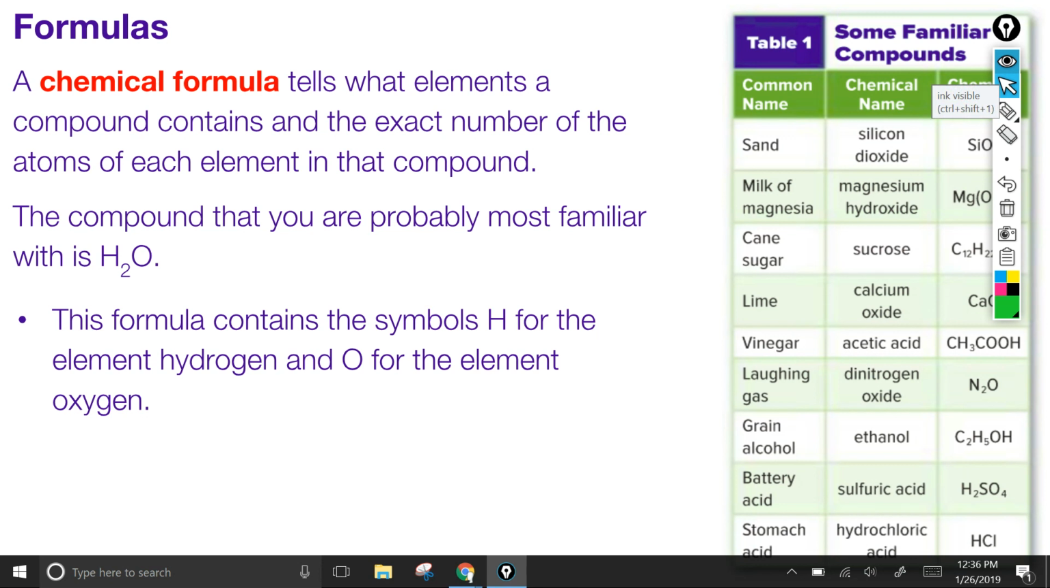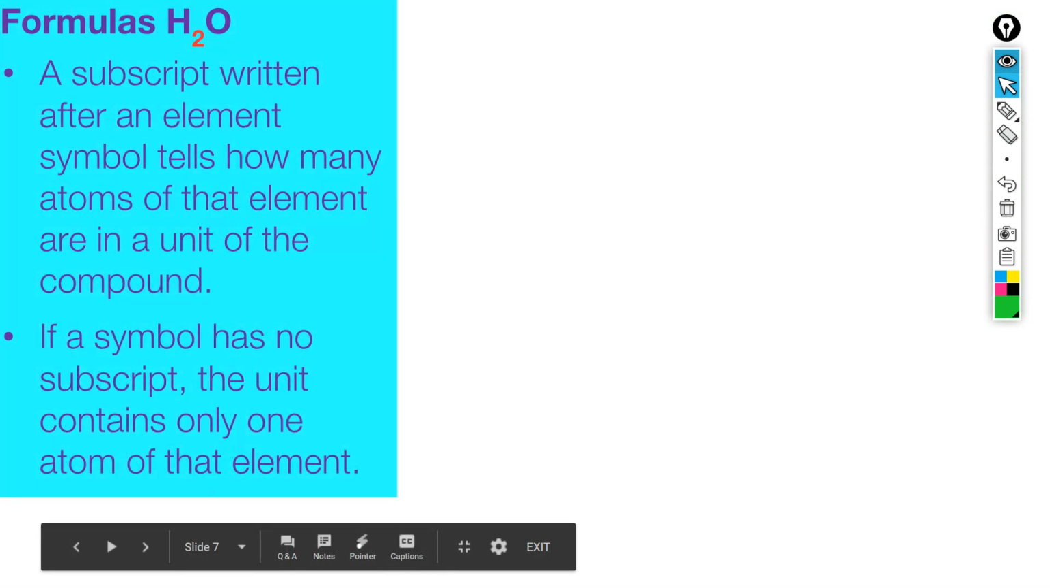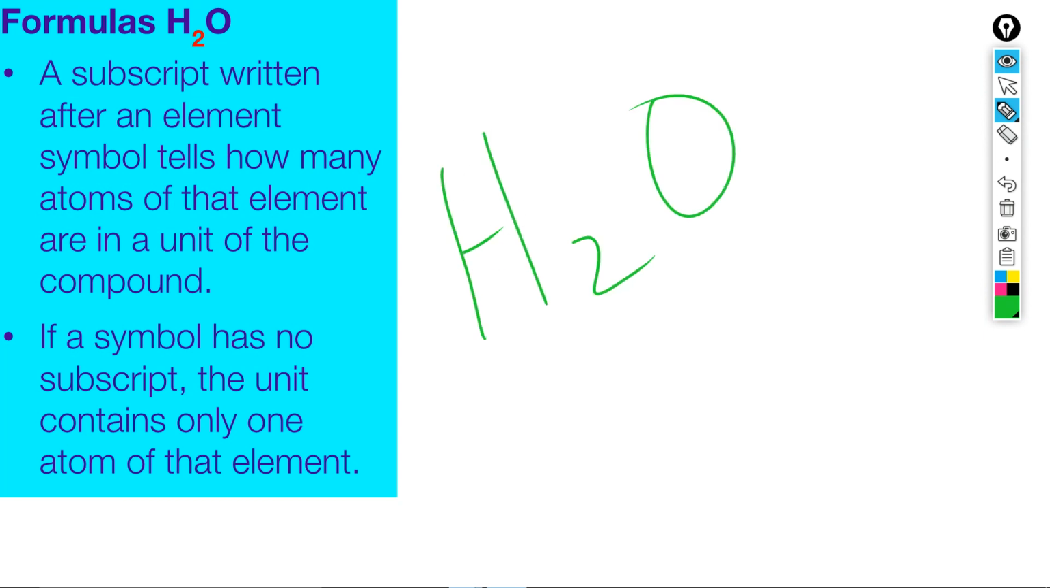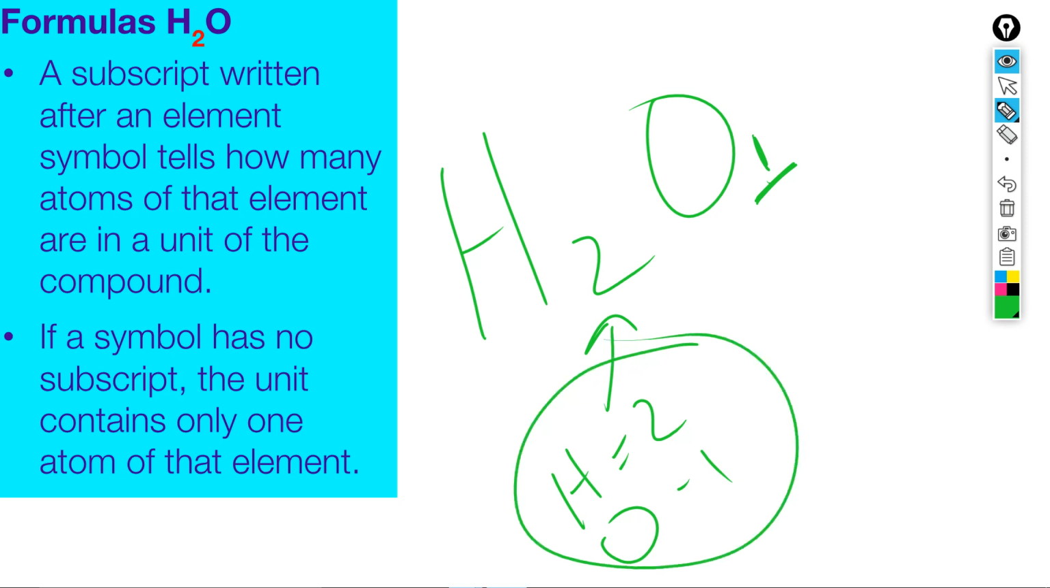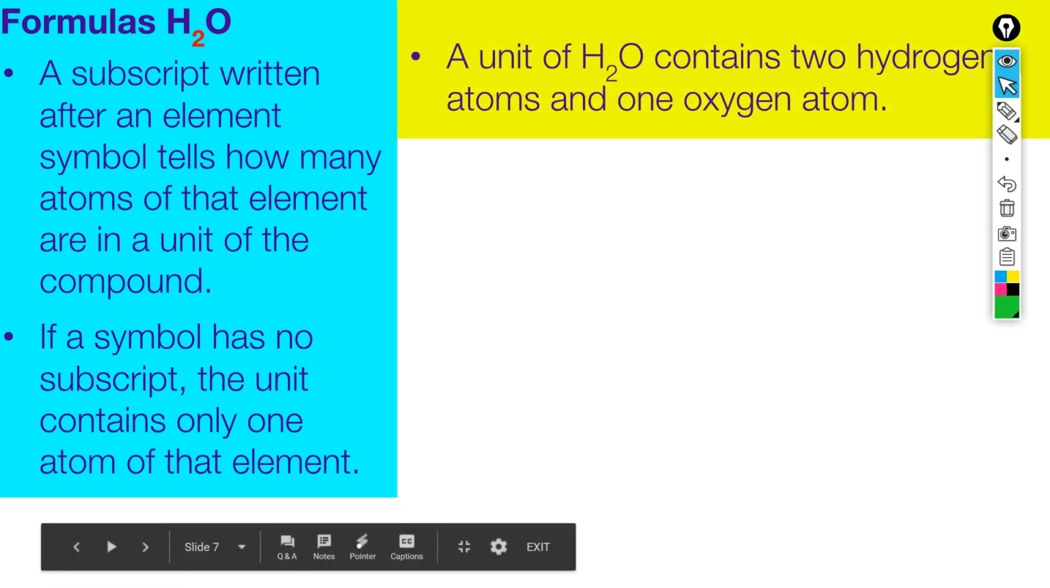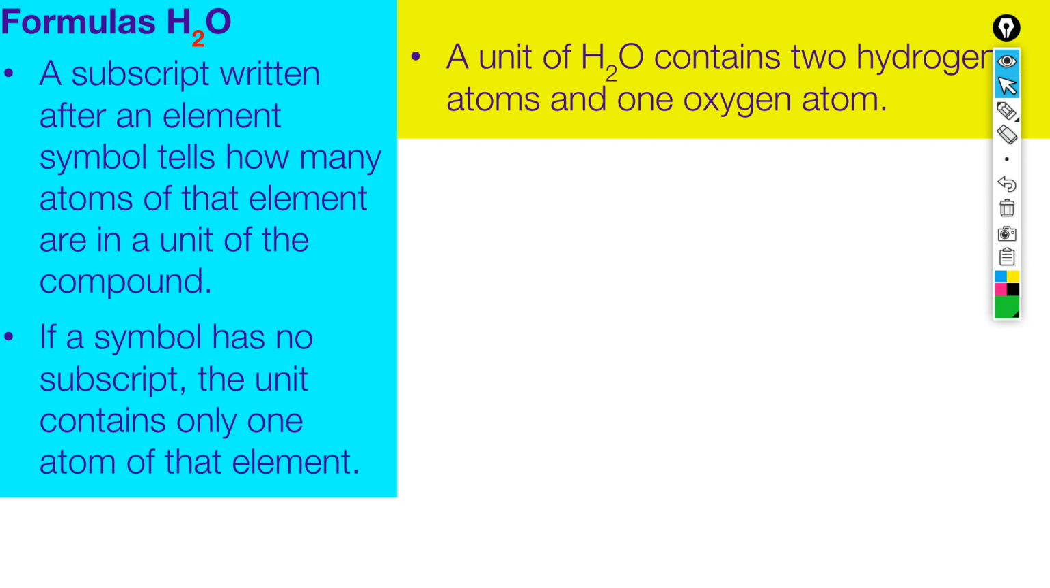Please remember to fill in the note guide as we go through this. Formulas: a subscript written after an element symbol tells you how many of that atom are in the compound. Again, we just talked about H2O. The subscript 2 tells you that there's 2 H's. And when there's no subscript, when it's blank, there's a 1 there. So 1 O. And this is an element inventory, which is our goal today, to be able to write element inventories. Again, if you haven't filled in that blank yet on your paper, H2O contains hydrogen and oxygen.